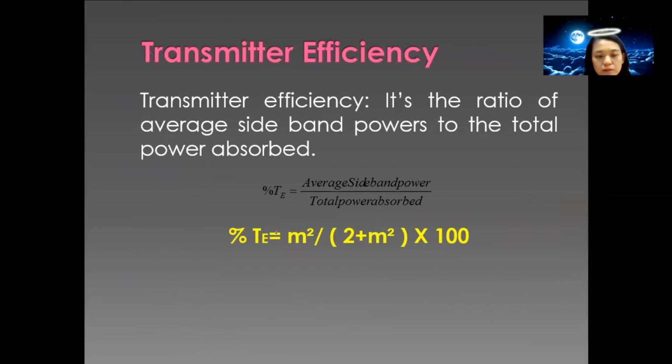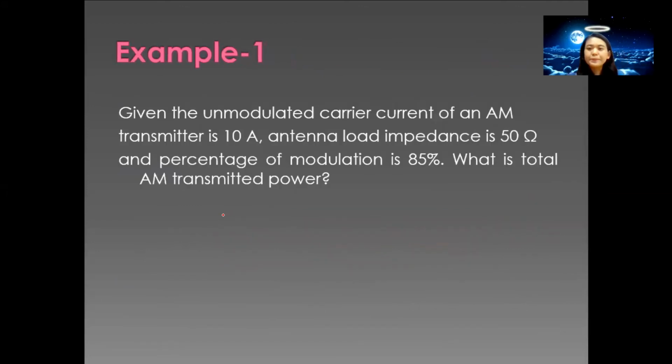The transmitter efficiency formula is equal to M squared divided by (2 plus M squared) multiplied by 100. This is the formula. Now we go to example 1. Given that the unmodulated carrier current of an AM transmitter is 10 amperes, the antenna load impedance is 50 ohms, and the percentage of modulation is 85%, what is the total AM transmitter power?